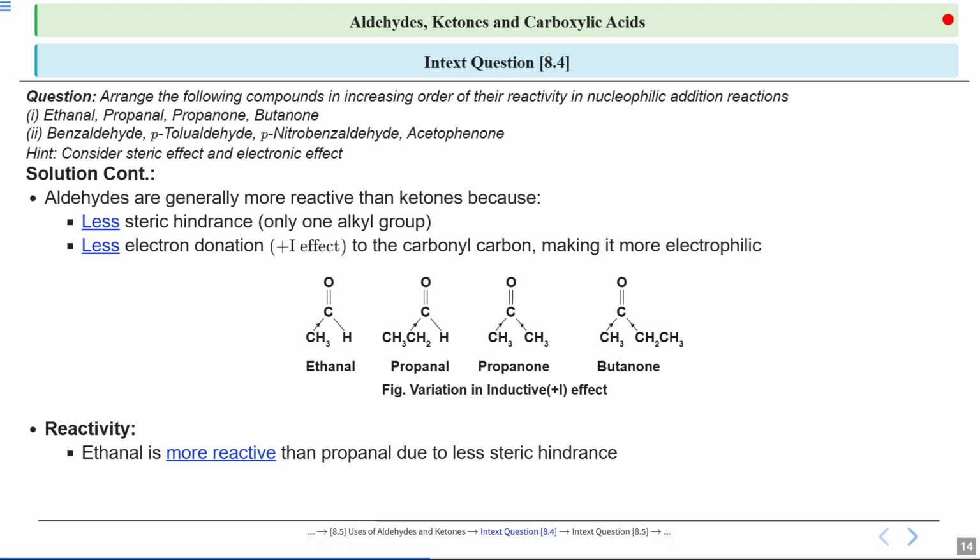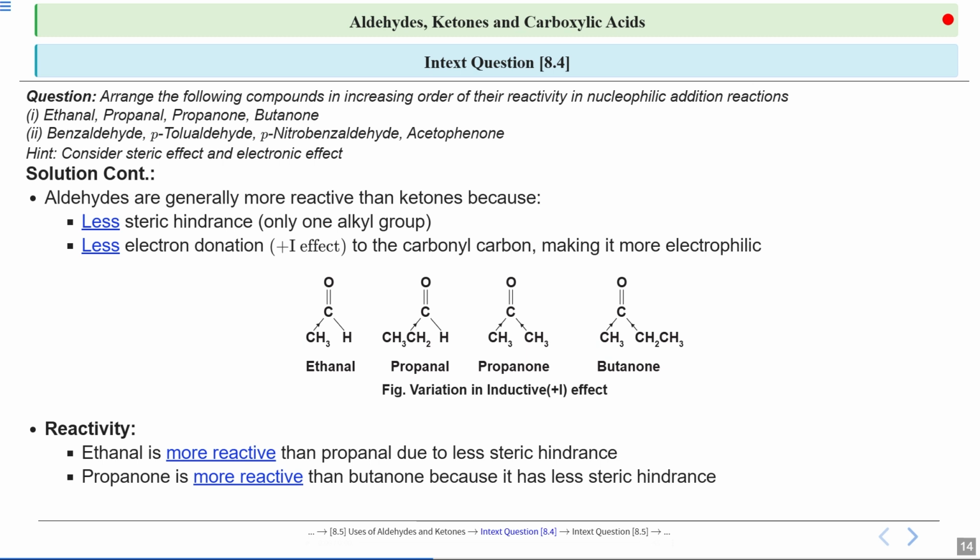And if we compare aldehyde and ketone, we know aldehyde will be more reactive. But when we are comparing two aldehydes, which are ethanol and propanol, ethanol will be more reactive because in propanol there is steric hindrance because of this ethyl group. And propanol is more reactive than butanol.